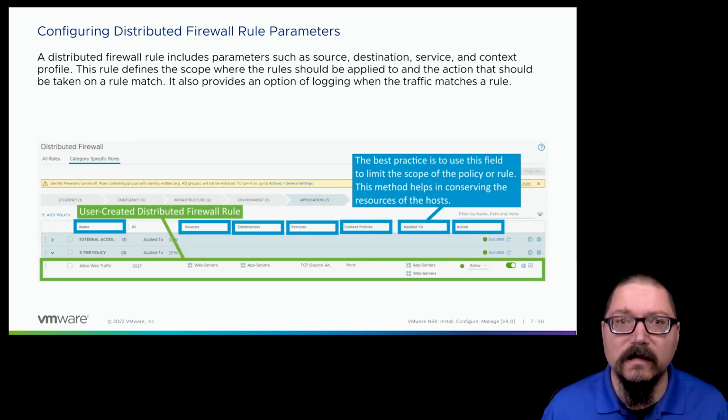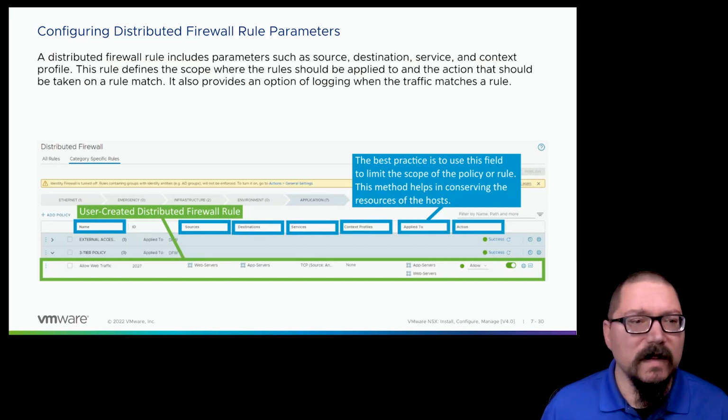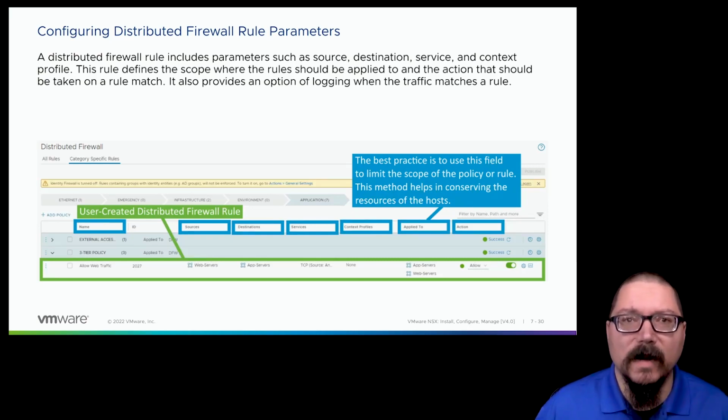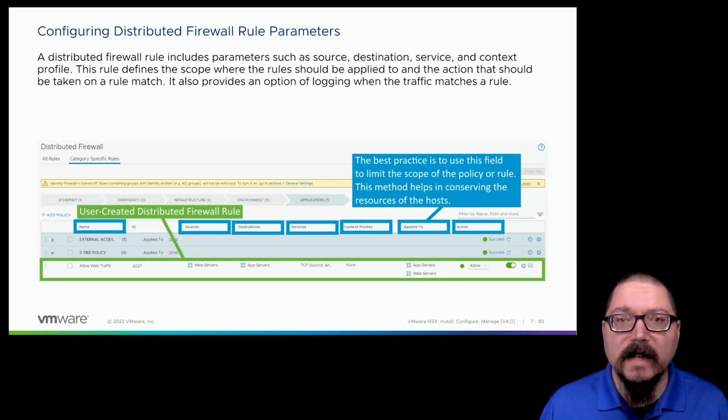And a whole bunch of different fields here that we want to think about. We want to name the rule and define a source and a destination, and define the service and the context profile. That's going to be my layer 7 profile. Define where the rule will be applied in the applied to field, and finally, what's the action of the rule going to be, right? So everything up to the action simply defines how we're going to match traffic, right? What characteristics of a packet are we going to use to match it? And once we match it, what are we going to do with it?